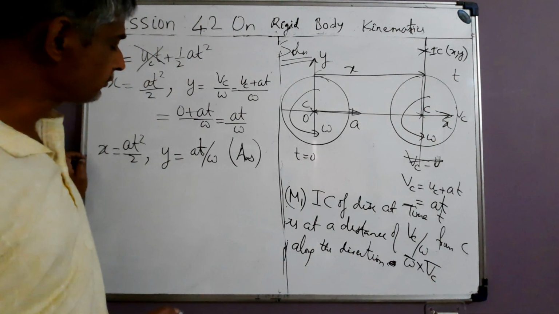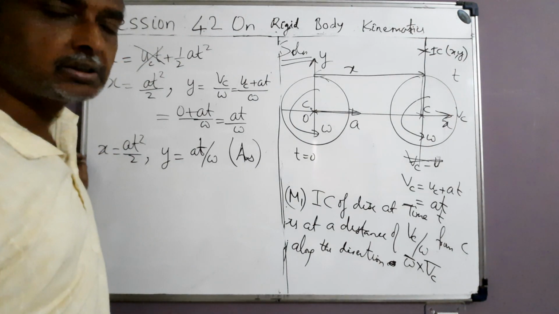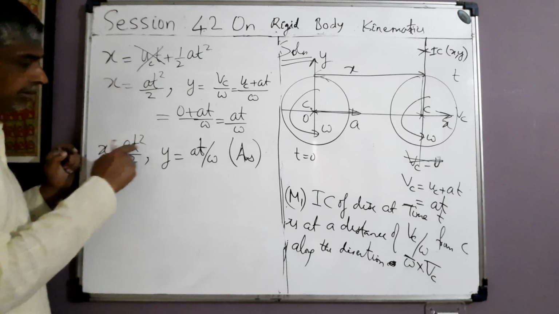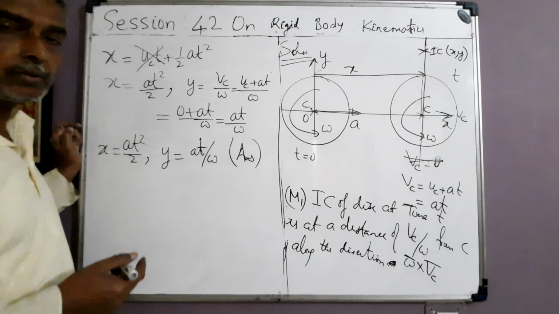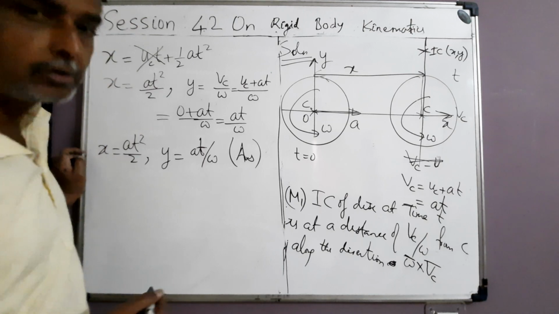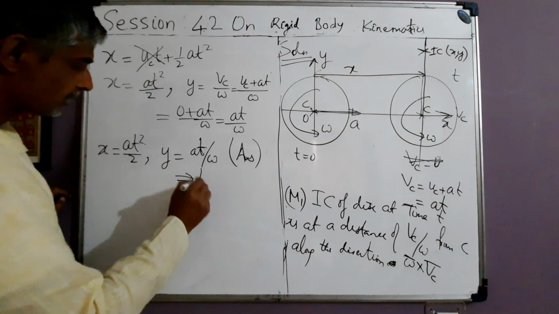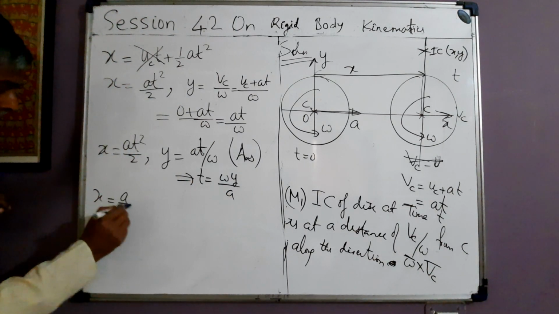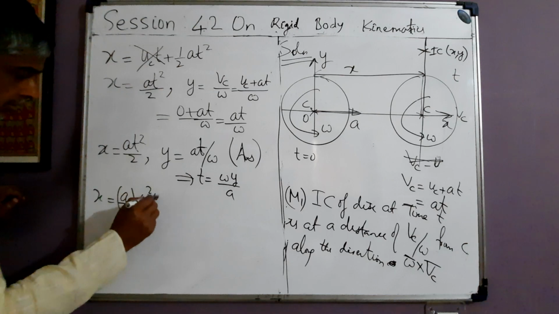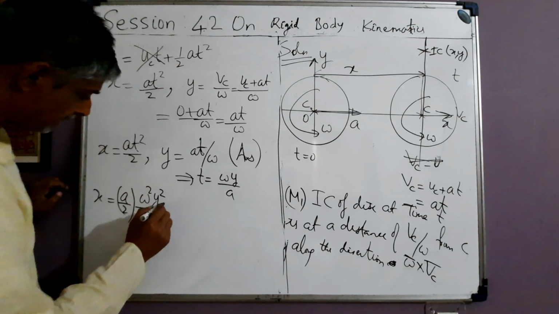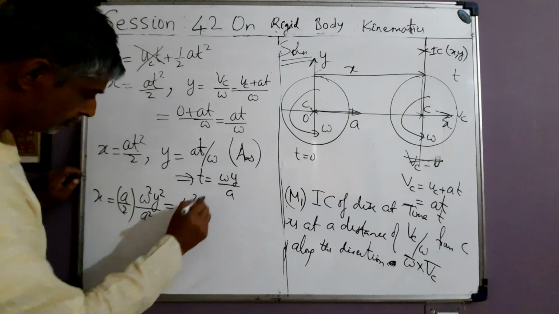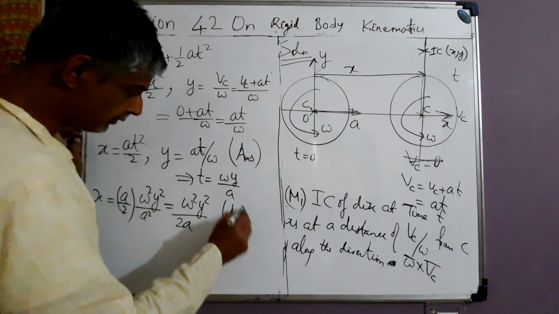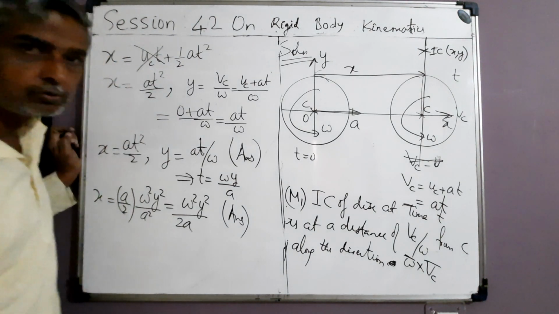Now we also have to find the equation of the locus of IC of the disk with respect to the ground in Cartesian form. For that we have to find the relation between x and y. If we eliminate t from these two equations, we get the relation between x and y, and that is the locus of IC of the disk with respect to the ground. From this equation we see that t is equal to omega y by a. This t I substitute here: a by 2 into t square, that is omega square y square by a square. So this becomes omega square y square by 2a. This is the required Cartesian equation of the locus of IC of the disk with respect to the ground.